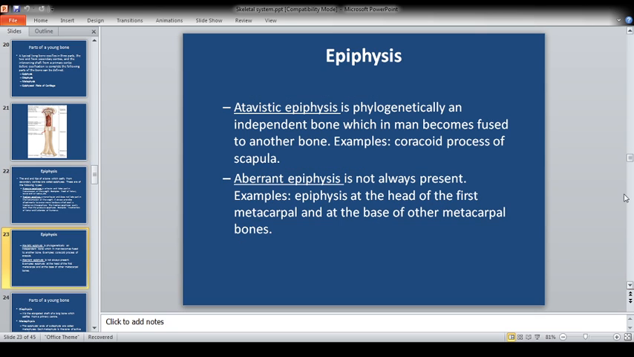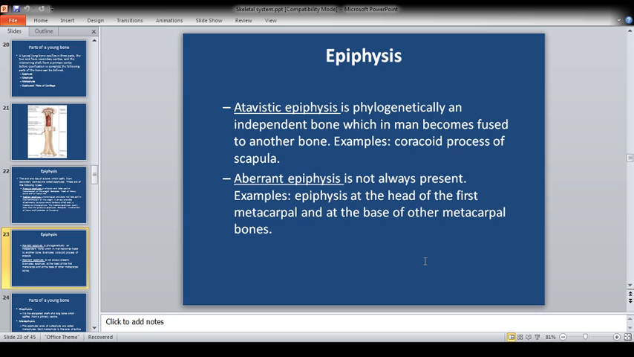Atavistic epiphysis is phylogenetically an independent bone which in man becomes fused with another bone, such as the coracoid process of the scapula. So in scapula, you will see there is an L-shaped part on the top of the scapula that looks like separate bone. So in children, when children are born, there are more bones than the adult. Sometimes it's said that there are more than 306 or 308 bones in children. And later on in life, these bones would keep on fusing with each other and making a single bone. Coracoid process is one of those.